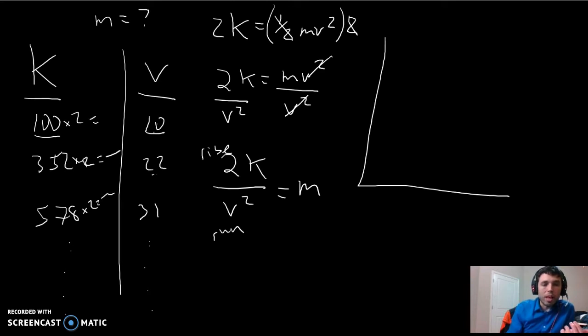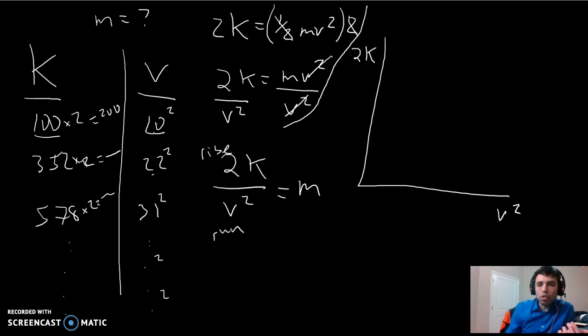Whatever that number is, plot that. And we can take this number and square each one of these values. Square all of them, and then plot that value on the axis. Rise is 2k. I'm going to draw a little line here just to separate that out. 2k on the y-axis, v squared on the x-axis. And then we plot the points.